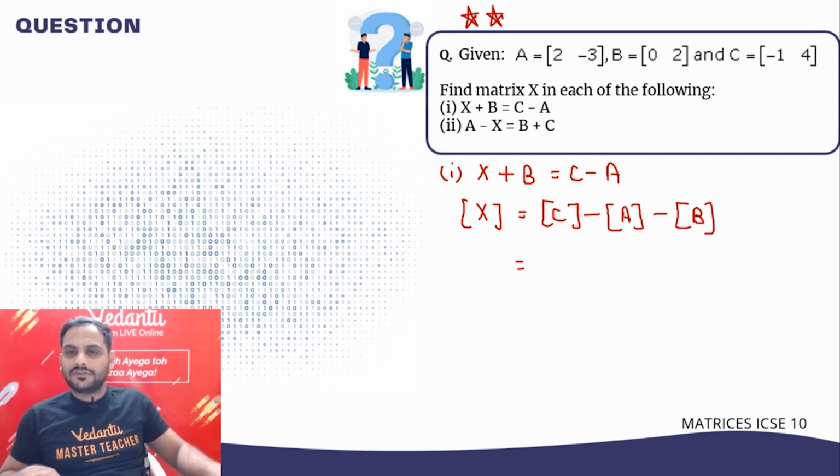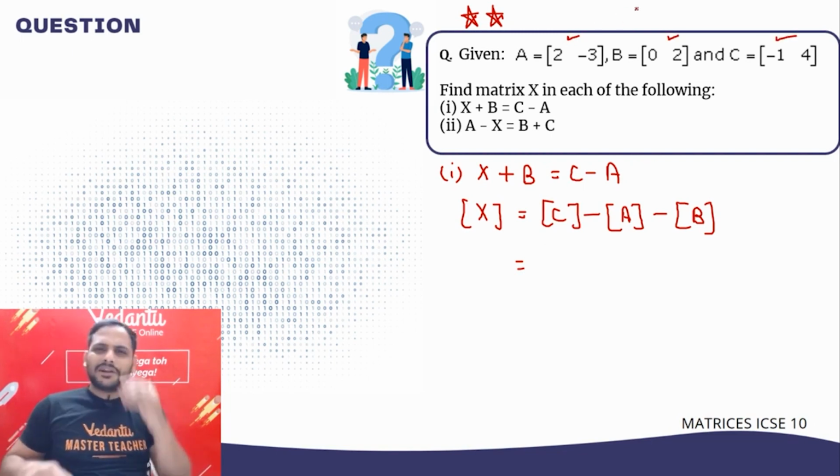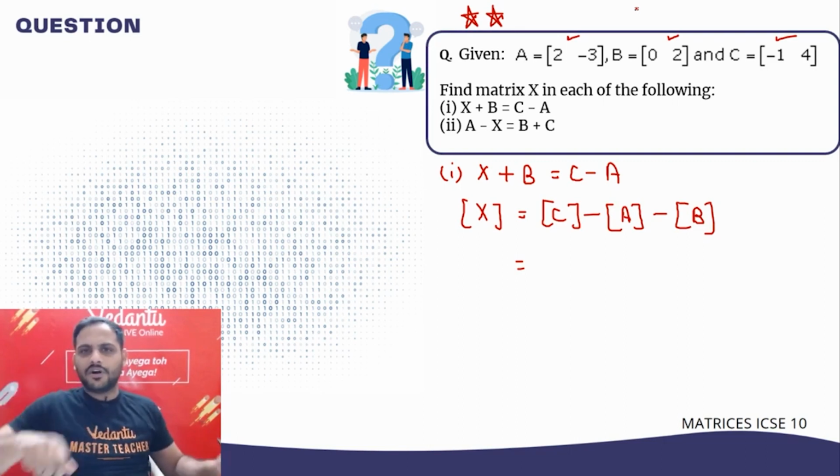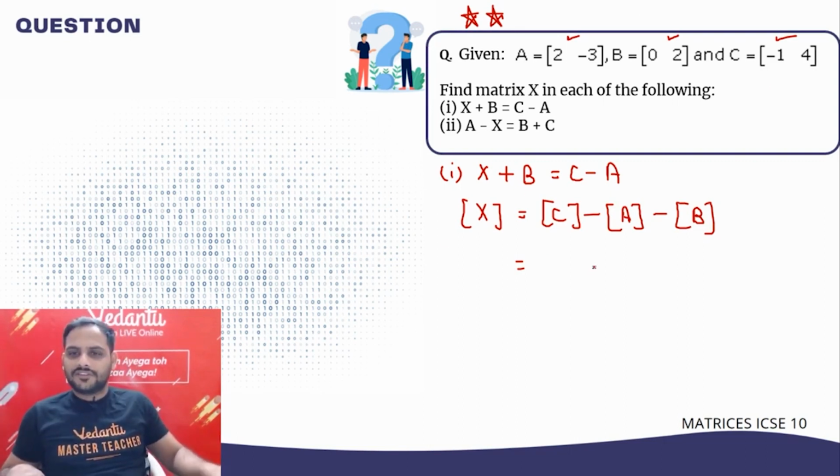Write the respective values. All you can see, all have the same order. Order of everyone is 1 by 2 or 2 by 1. Let me know what is the order of A, B and C. Is it 1 by 2 or 2 by 1 in the comment section? Let me know what is the order over here. Okay? So first C is what? -1 and 4. Minus of A is 2 and -3 and minus of B is 0 and 2.